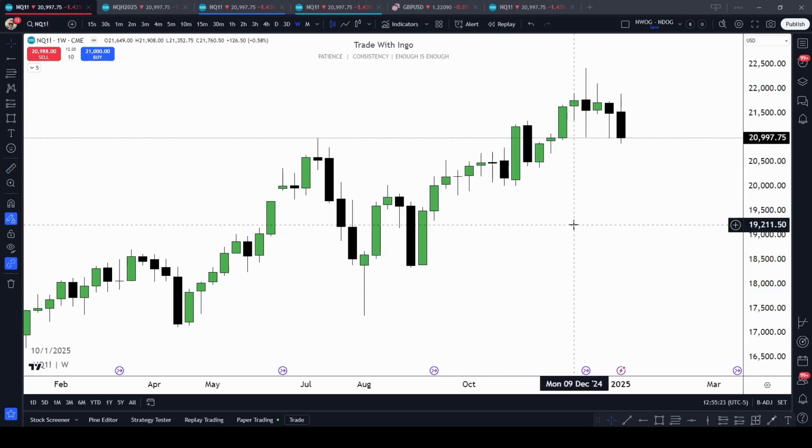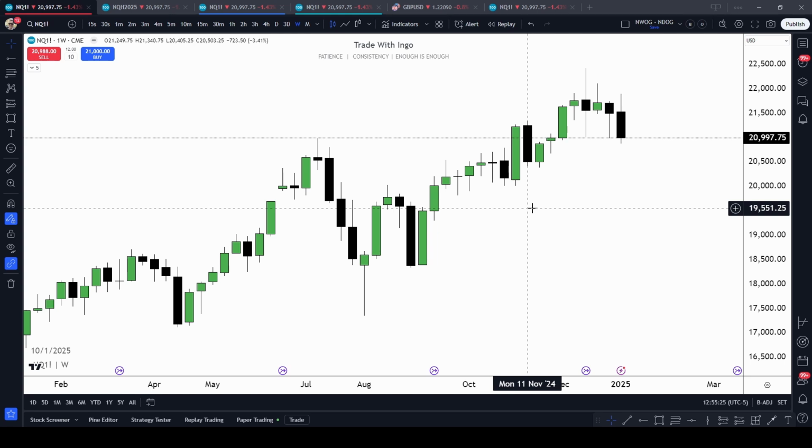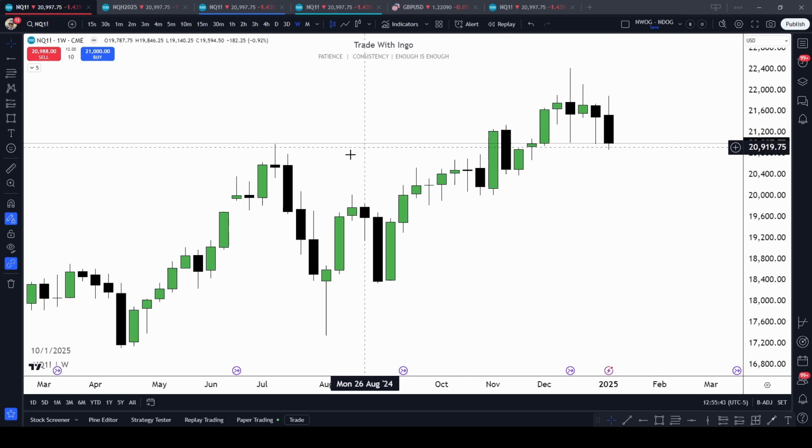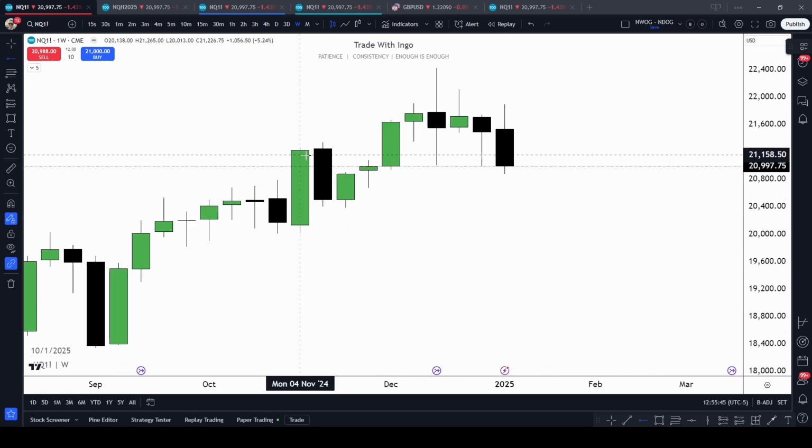And January is generally for the indices a bearish month, so I'm expecting some downwards price action, taking into consideration that commercials are heavily net short as well. So I'm expecting more downwards price action. Let me draw some levels over here.